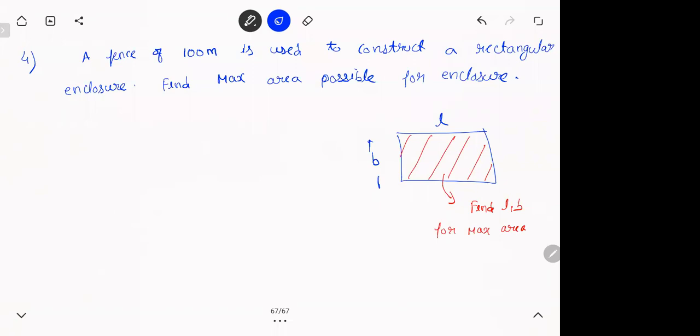Does this make sense? The question has become like that, no? For all rectangles with perimeter 100, find the rectangle with the maximum area. If you try to make the length more, breadth will become smaller. If you try to make breadth more, length will become smaller. So somewhere you get a maximum area.